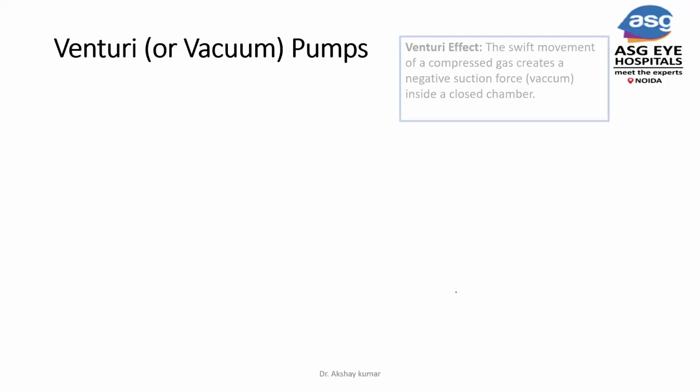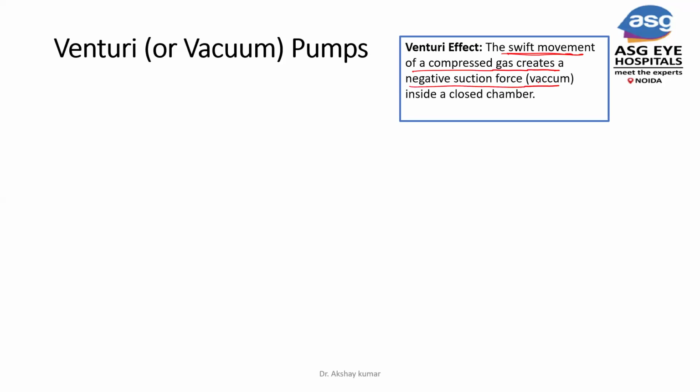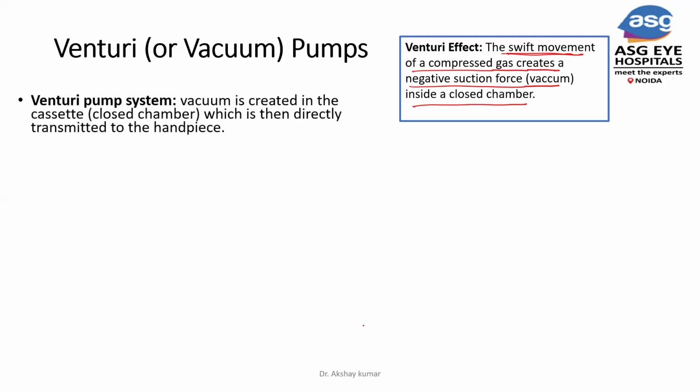than the Venturi pumps. So what is the Venturi effect? The swift movement of compressed gas creates a negative suction force inside a closed chamber. So vacuum is created in the cassette, which acts as a closed chamber in this phacoemulsification machine, and is then directly transmitted to the phaco handpiece.